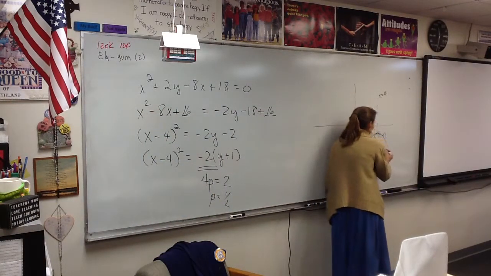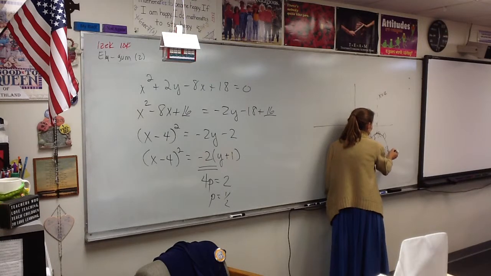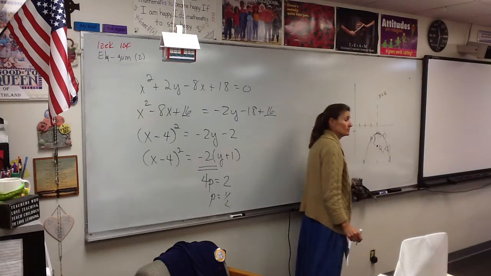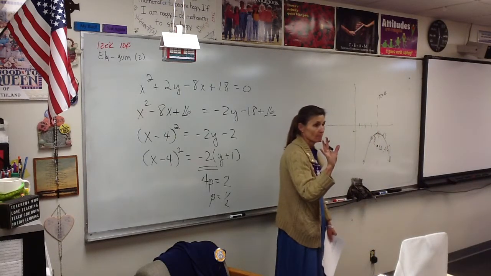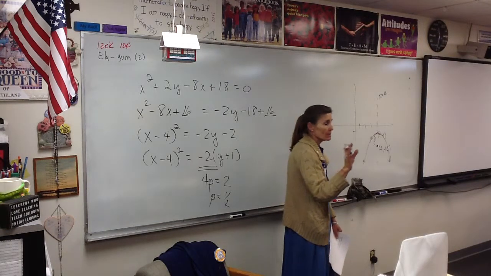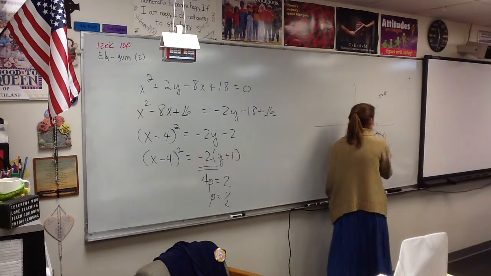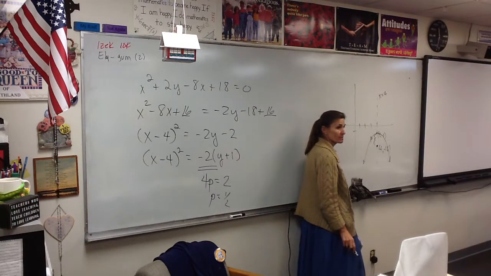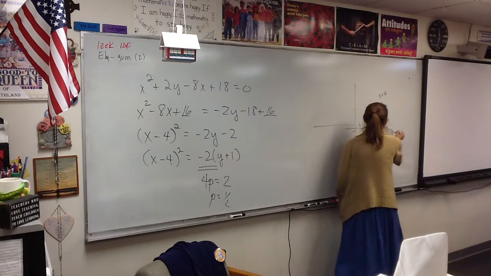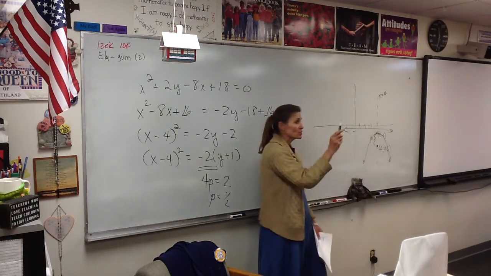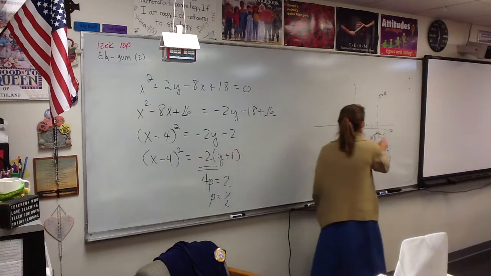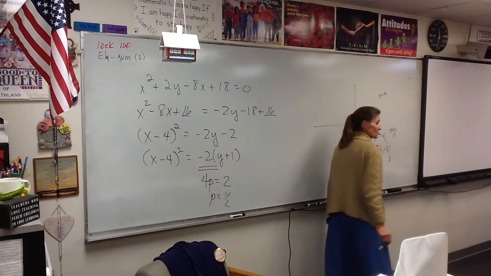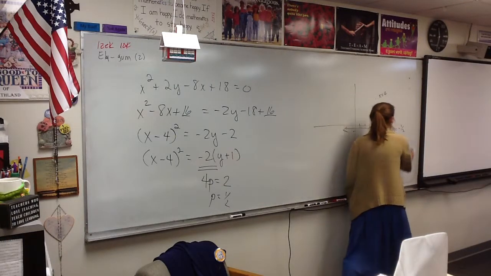So what will be the coordinates of my focus? 4, comma, -1.5. Write it as a decimal, write it as a mixed number, write it as a fraction, I don't care. -1.5. If you came down a half to get your focus, you're going to go up a half to get your directrix, which is a line, not a point, it's a line, and it will be the line where y equals -1/2, because you went up a half.